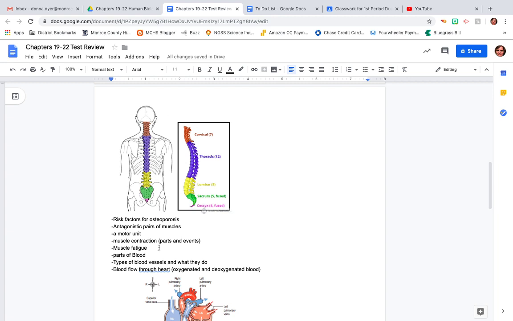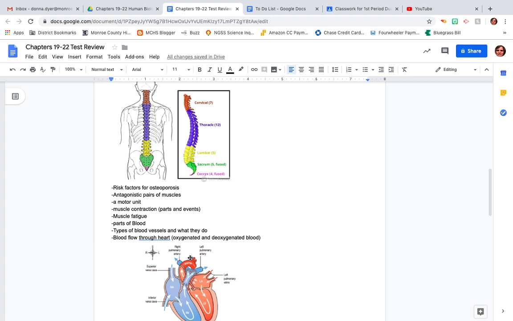Again, muscle fatigue is caused by anaerobic respiration. When you're working your muscle really hard and there's not enough oxygen, the muscle will respire anaerobically to produce energy. This also ends up producing lactic acid, which builds up in the muscle cell and causes cramps, and this is what we call muscle fatigue.